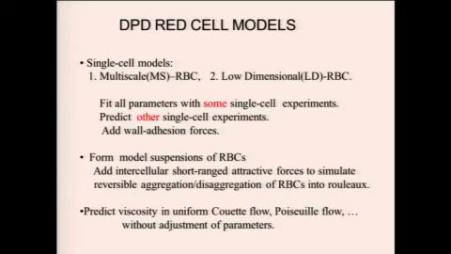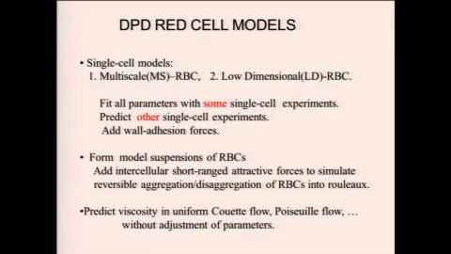Now, what about modeling red cells? Well, we've developed two models. One we call the multi-scale model, which I'll try and explain why we call it that. The other one's a low-dimensional one. The advantage of this one is it's not quite so accurate, but it costs about 50 times less to run. So we try to fit all the parameters with some experiments and predict the outcomes of other experiments. In other words, we try to have models which really have some predictive power.